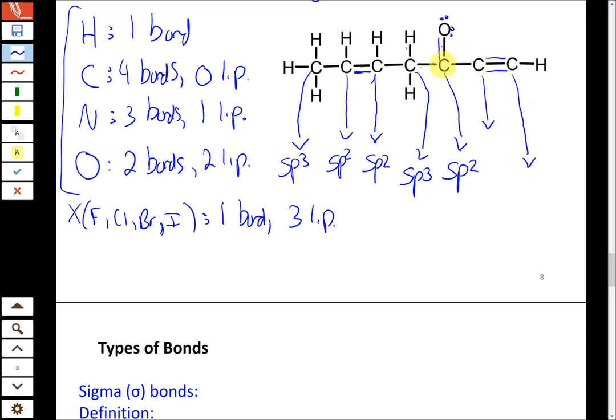this carbon is only bonded to two things. It's singly bonded to one carbon, triply bonded to another, so only two electron groups around that makes it sp, with only two electron groups. And then same for this one. It's triply bonded to a carbon, that's one electron group, singly bonded to a hydrogen, that's the second. Two electron groups gives us sp hybridization.